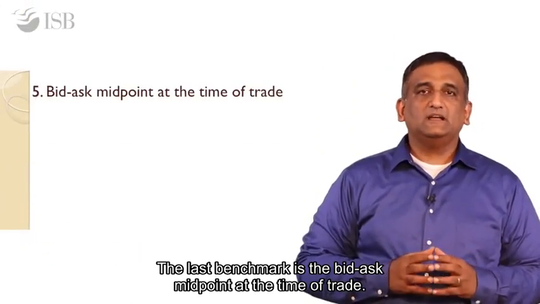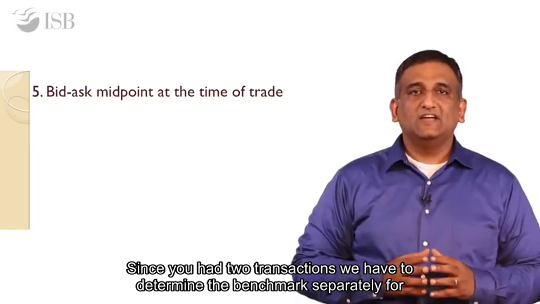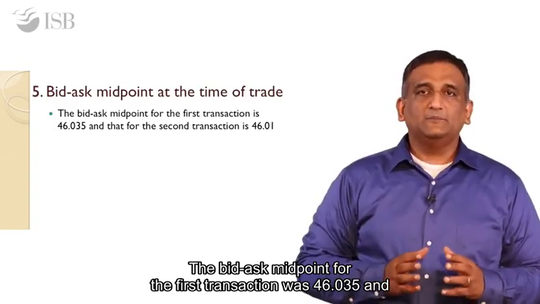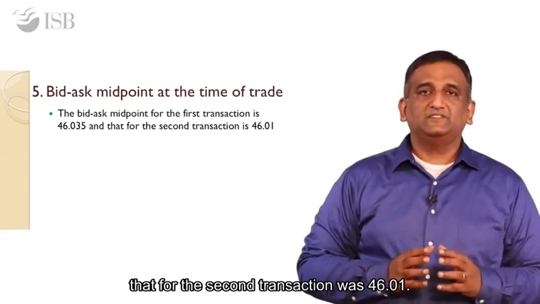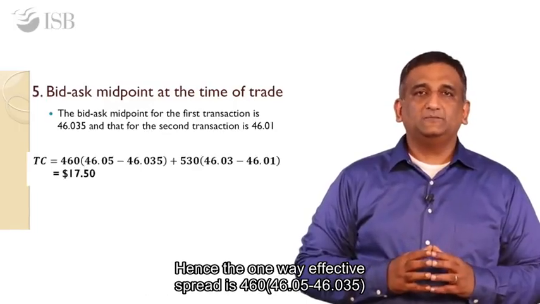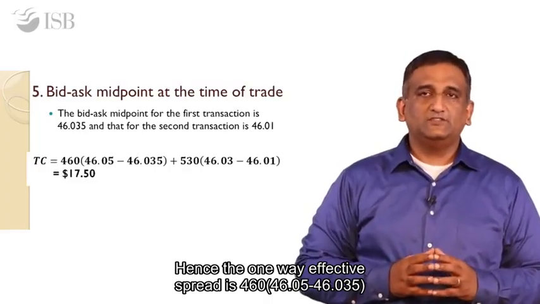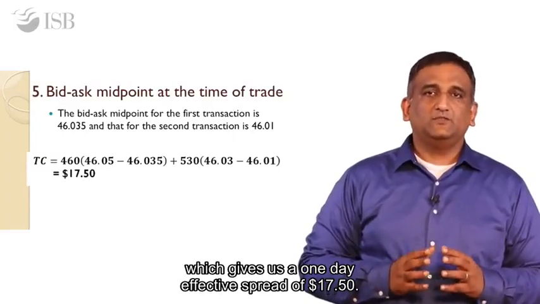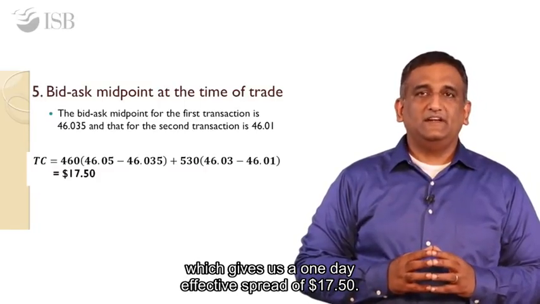The last benchmark is the bid-ask midpoint at the time of trade. Since you had two transactions, we have to determine the benchmark separately for each transaction. The bid-ask midpoint for the first transaction was 46.035 and that for the second transaction was 46.01. Hence, the one-way effective spread is 460 times (46.05 minus 46.035) plus 530 times (46.03 minus 46.01), which gives us a one-way effective spread of $17.5.